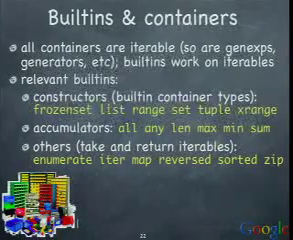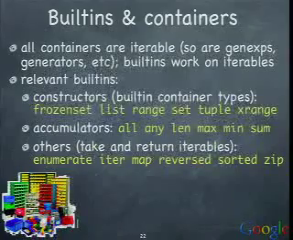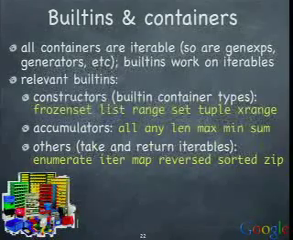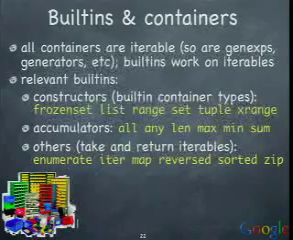Map is a bit complicated, but it basically calls a function on every item of a sequence. Reversed gives you the reversed sequence. Sorted gives you the sorted sequence. Of course, the items must be comparable. And zip takes two or more sequences and gives you the sequence of tuples, one per item.